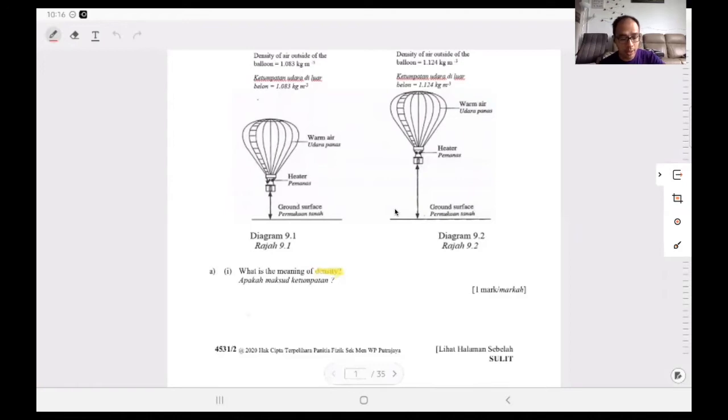Density is mass per unit volume. That's the standard definition of density. Mass per unit volume. And to recap, the formula for density is rho equals m over v, mass over volume. So that's the definition of density.